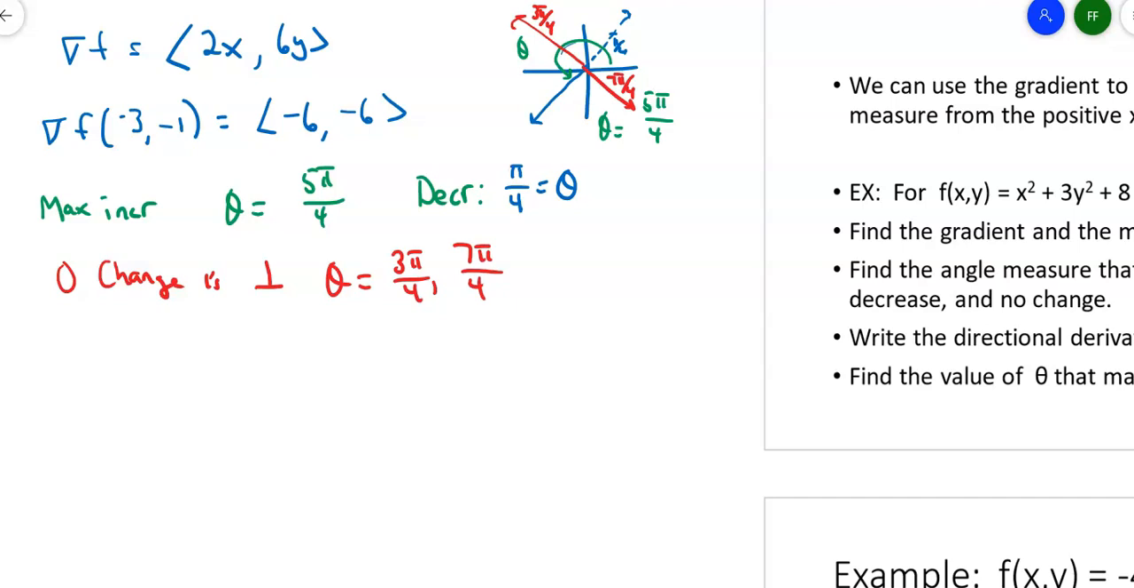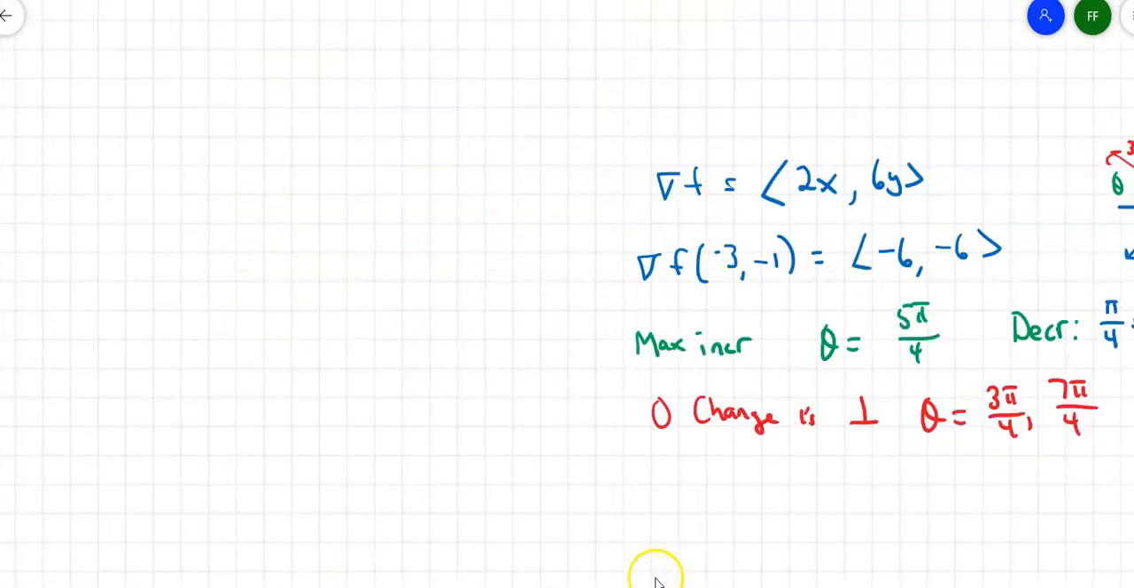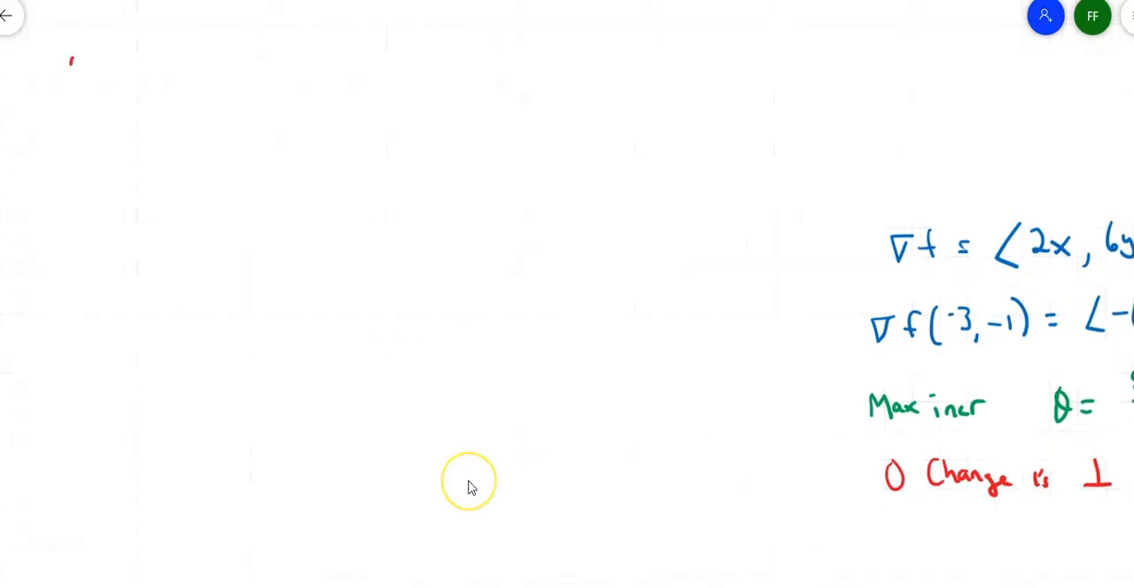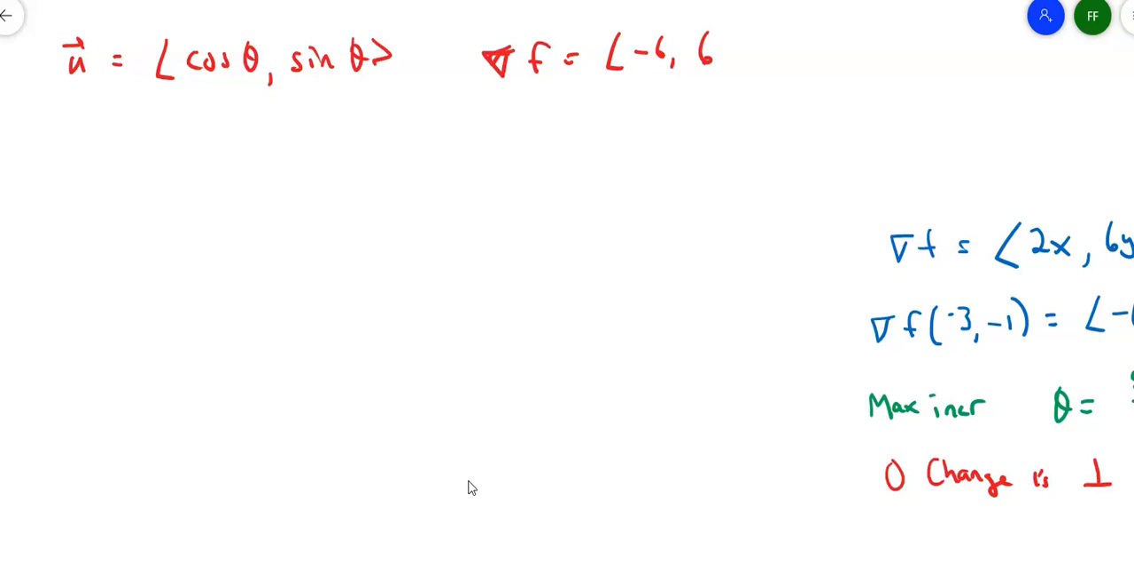All right, and then I had an alternate way to do this. Suppose instead of just looking through my coordinate axes, I wanted to write the directional derivative in terms of theta. So I'm going to start with my unit vector, my unit vector as cosine of theta, sine theta. And we knew that the gradient, it's a terrible gradient. There we go. The gradient is -6, -6.